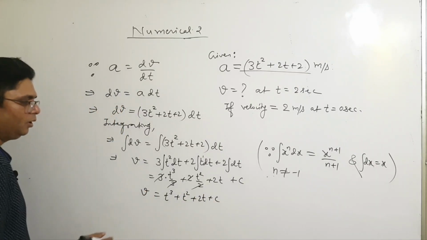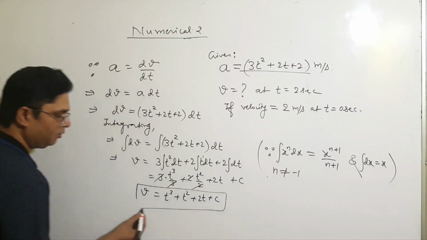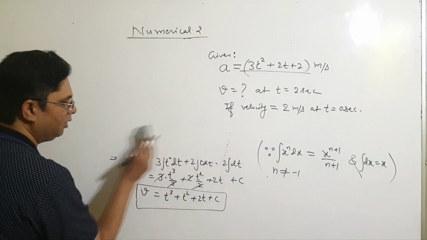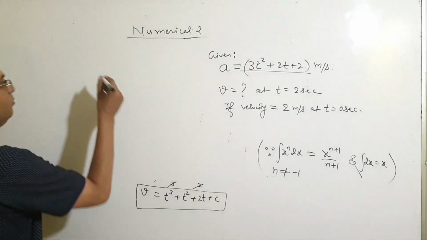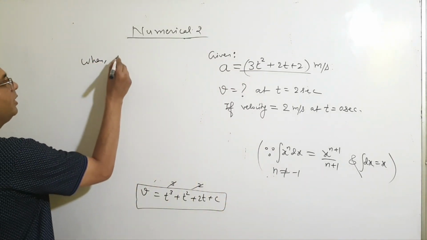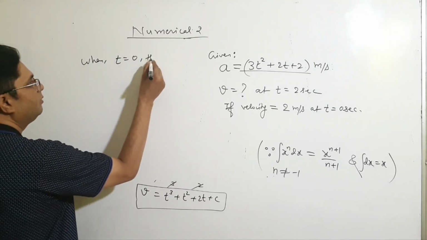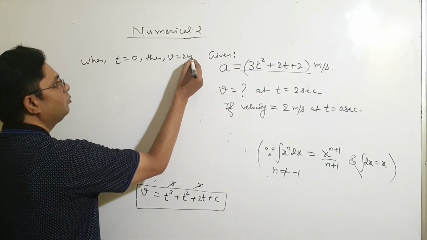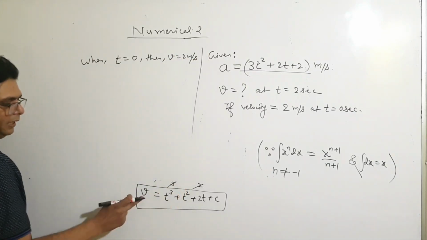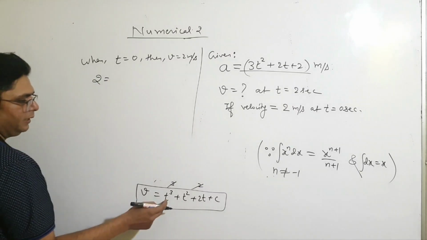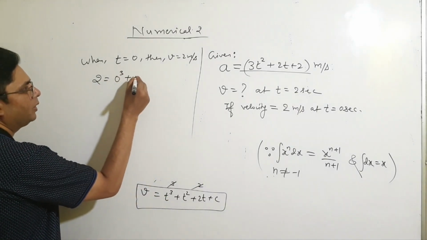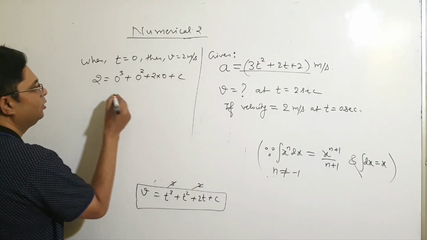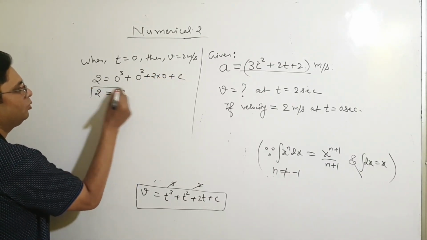This is v. Now you get the value of v. Next, what you have to do? You have to put t equal to 0. So when t equals 0, then v is equal to 2 meter per second. Write here 2, and here 0³ plus 0² plus 2 into 0 plus c. So what you get? c is equal to 2.